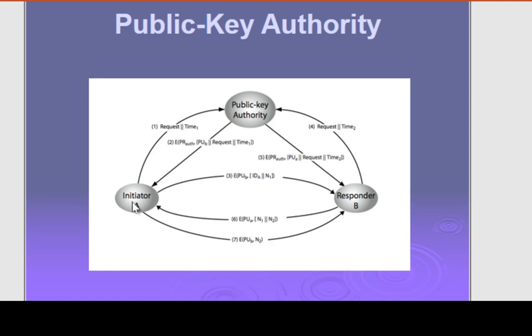So A communicates with B, but B doesn't know the public key of A to respond. That's the reason why B also requests in the same way A requested. B requests the public key of A from the public key authority, and the public key authority sends the public key of A to B. Now B sends a message to A, encrypting with the public key of A, and in that message it appends nonce 1 which A sent, and also nonce 2.